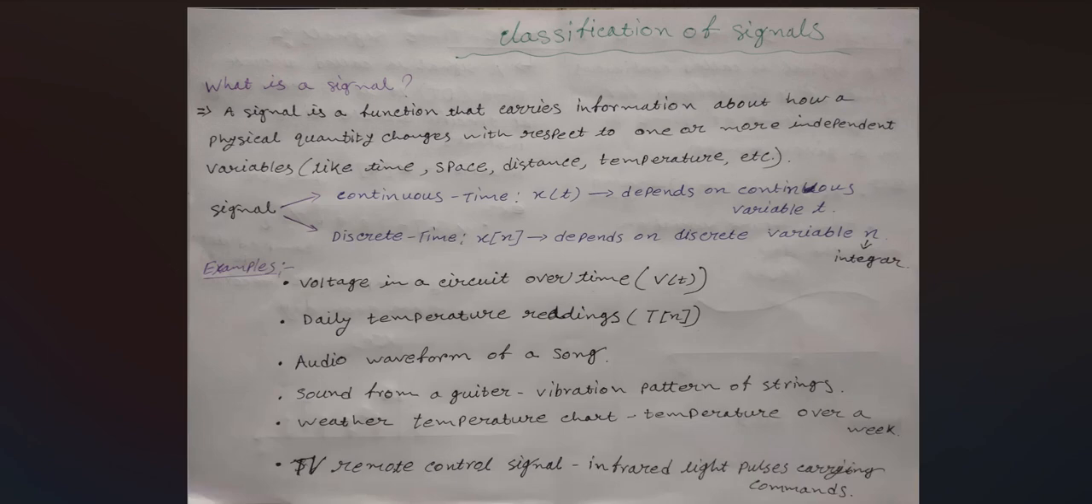Our topic is classification of signals. Let's see what a signal is. A signal is a function that carries information about how a physical quantity changes with respect to one or more independent variables like time, space, distance, temperature. Some examples: voltage in a circuit over time, daily temperature reading, audio waveform of a song. And you can see various examples here.